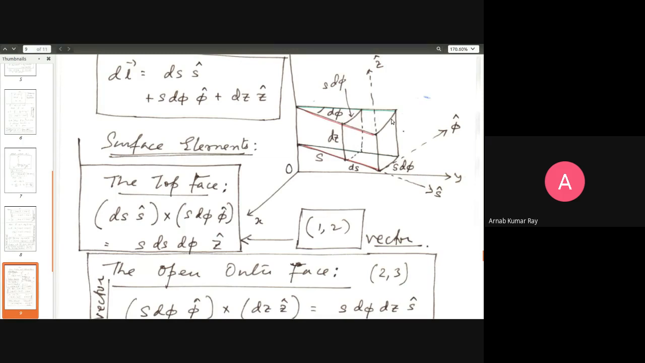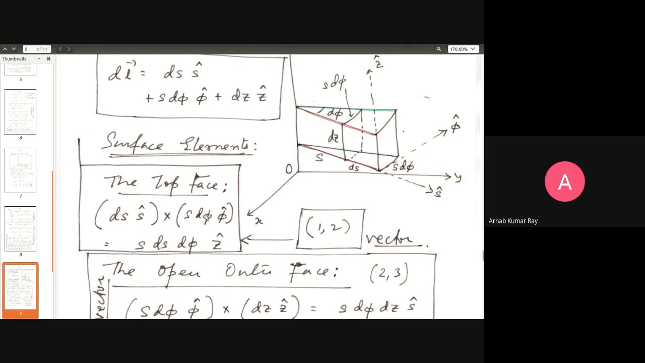This face is a part of a cylinder now. It's a curved face. So first let us see what the areas of these faces are. The top face is between ds and... this is the top face. It's between the s cap unit vector and the phi cap unit vector. That is to say, 1 cross 2: ds s cap cross s d phi phi cap.